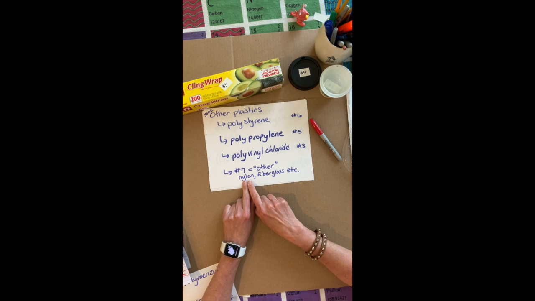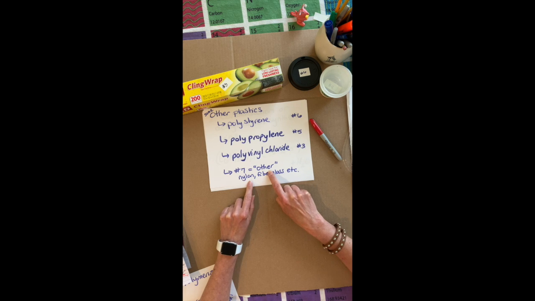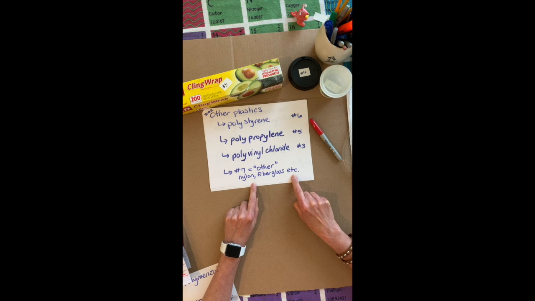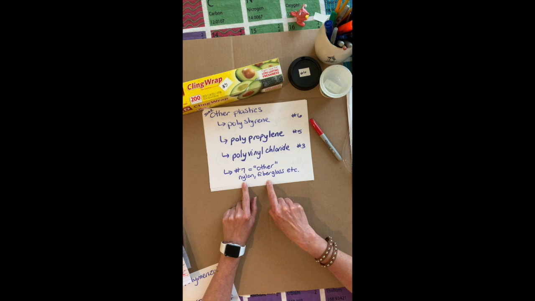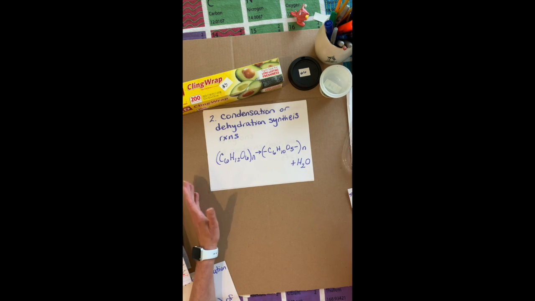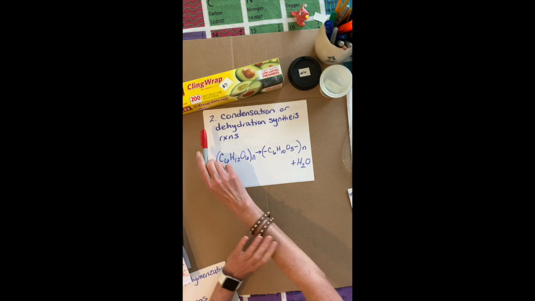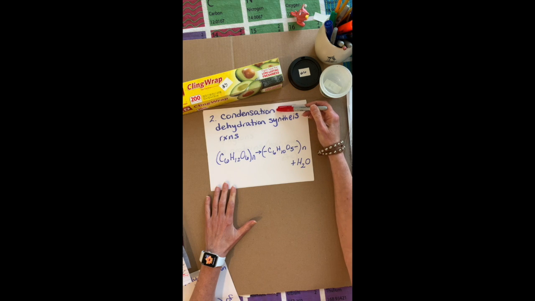And I wanted to conclude this part of the lesson with the number 7 plastics that you would see in the labeling of them. These are just categorized as other, and they have a whole range of examples. I just gave two pretty common ones: nylon and fiberglass. Okay, so let's go to the second type of polymerization reaction, and this is called a condensation reaction or dehydration synthesis reaction.